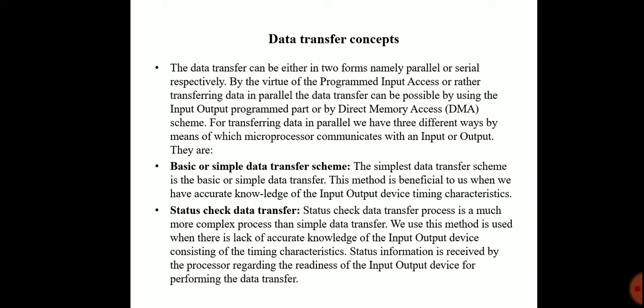For transferring the data in parallel, we have three different ways by means of which the processor communicates with the input and output. What are the three different ways? Number one, basic or simple data transfer scheme. Second, status check data transfer. Third, interrupt driven data transfer.